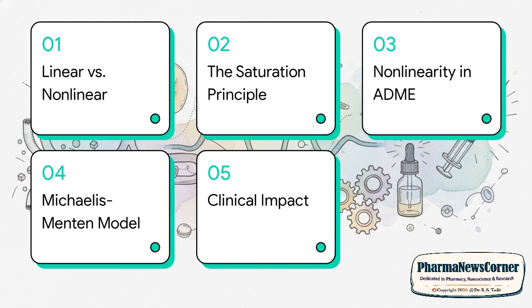So here's our game plan for this explainer. First, we'll compare the nice, predictable linear world with the tricky nonlinear one. Then we'll dig into the root cause of all this, something called the saturation principle. We'll see how this messes with a drug's entire journey in the body, look at the math that actually describes it, and then, most importantly, we'll connect it all back to why it matters in the real world.